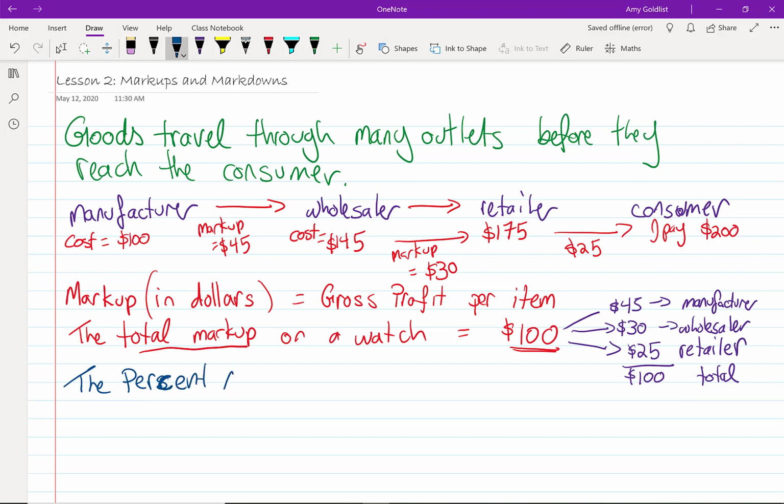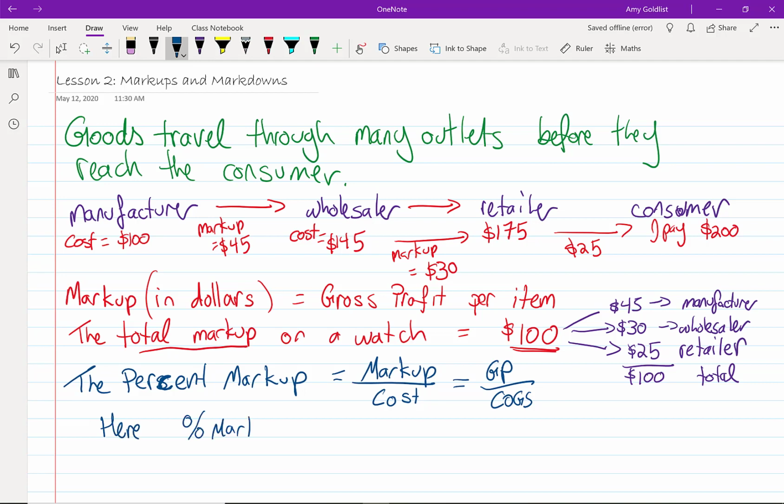Percent markup is equal to markup over cost. And we sometimes call that the gross profit per item over the cost, or cost of the goods sold. So that's the markup. Here, our percent markup, and sometimes we just call that markup, is $100 in profit over $100 in cost, which is 100%, or 1.